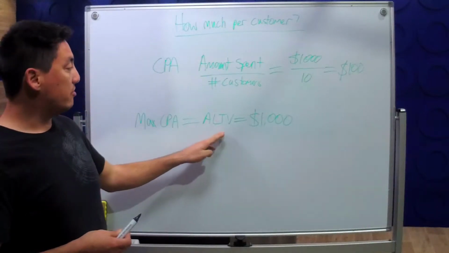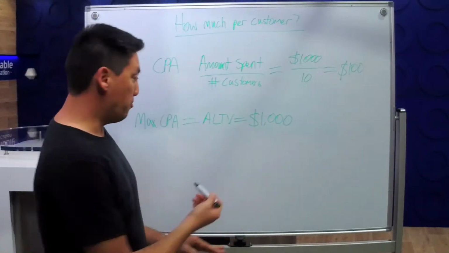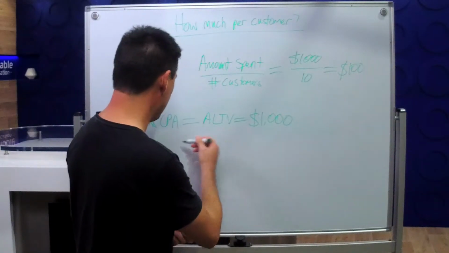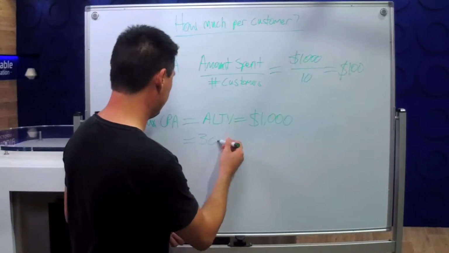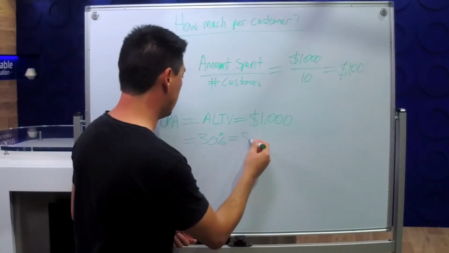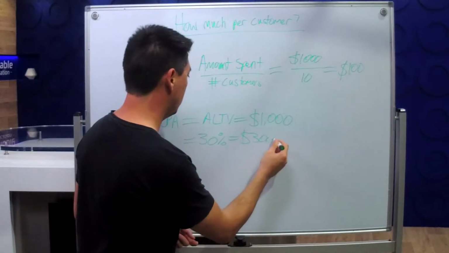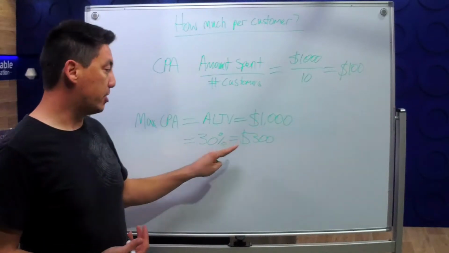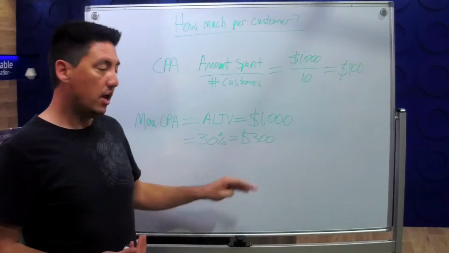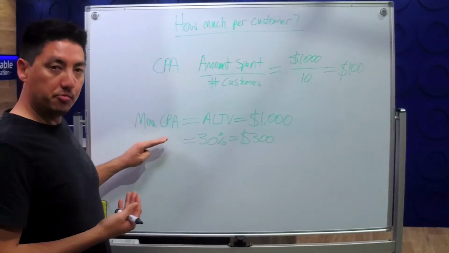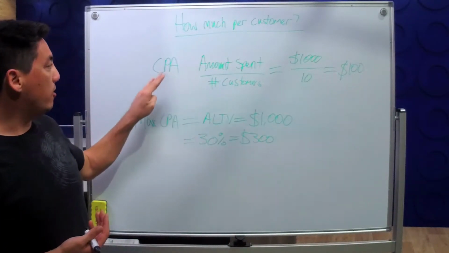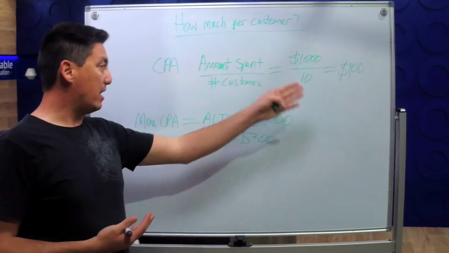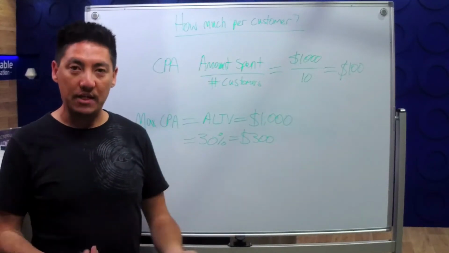This means that at the average lifetime value of $1,000, and if we can afford to spend 30% to acquire that customer, so max CPA equals 30% equals $300. So that means from this perspective, to get a $1,000 customer, we're willing to spend up to $300 on Facebook ads. So we know that our maximum allowable cost per acquisition is $300, and we know that our cost per acquisition up here is $100, which means that this particular ad or campaign is very viable. It means we want to scale it up and ramp it up.